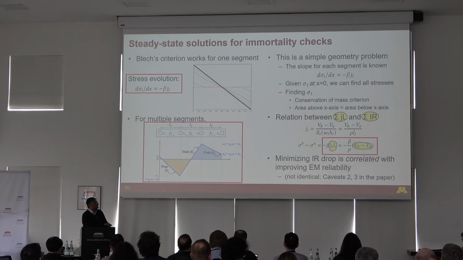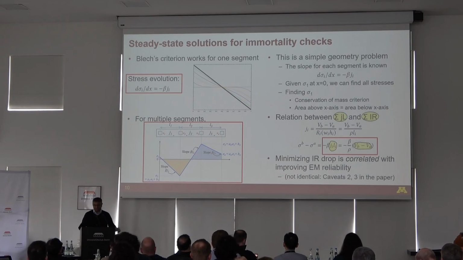So in some sense, minimizing IR drop is correlated to improving electromigration reliability, because you sort of minimize this, but it's not identical, and the specific details are provided in the paper.